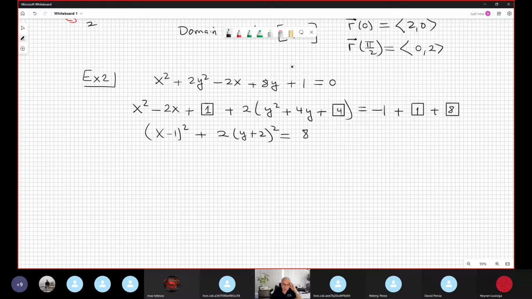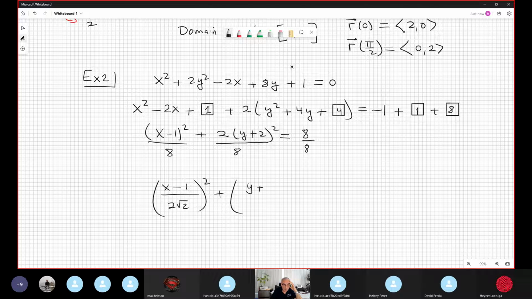So, now I understand a little bit clearer. You divide everything by 8. It's exactly the same we are doing in the surface, but now it's in 2D. So we have x minus 1 divided by 2 radical 2, squared, plus y plus 2 divided by 2, because 8 divided by 2 is 4 and 2 squared is 4, equal 1.